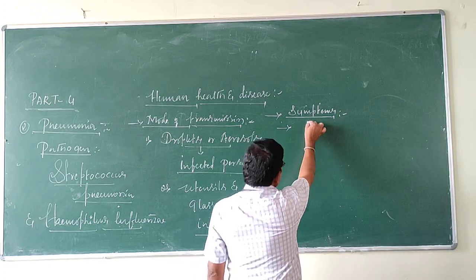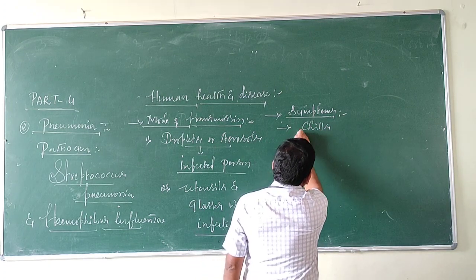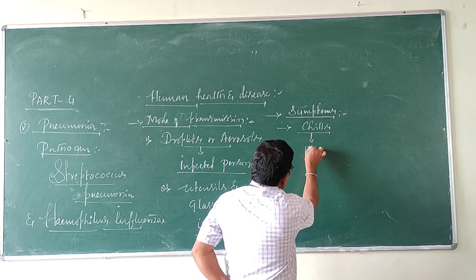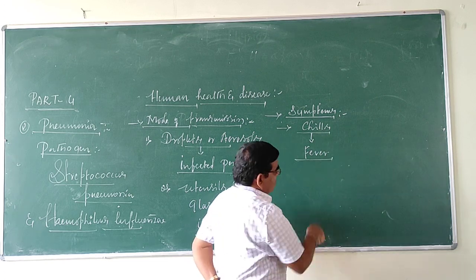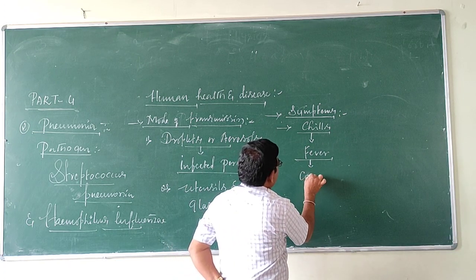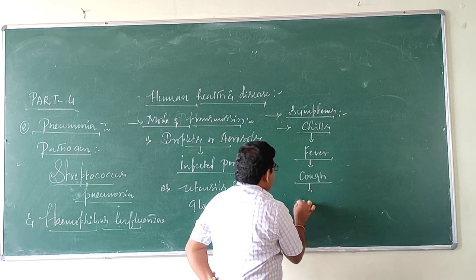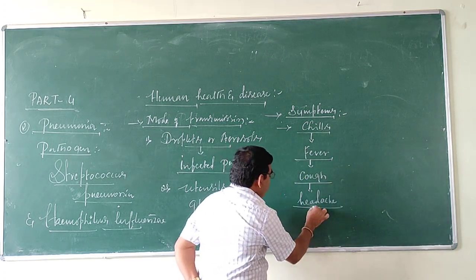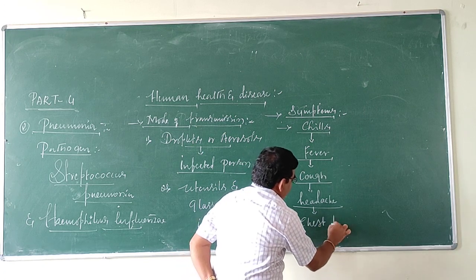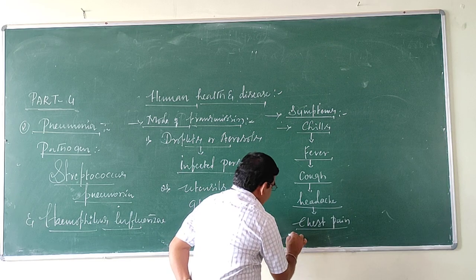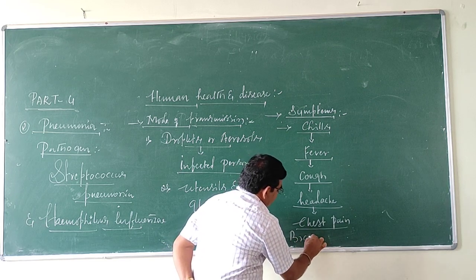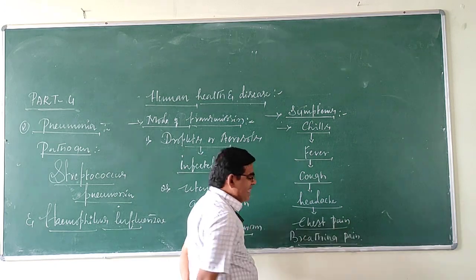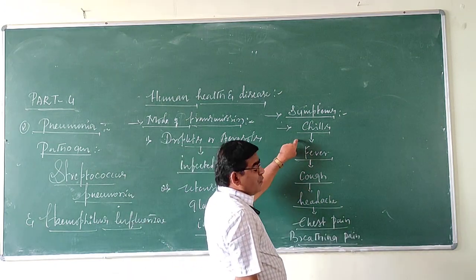The infection causes chills. It is followed by fever. Next, cough. Then headache, and chest pain, and difficulty breathing; pain occurs at the time of breathing. These are the early symptoms of the infection.